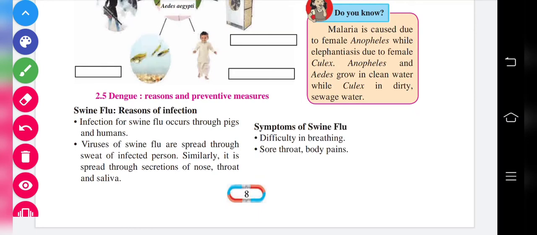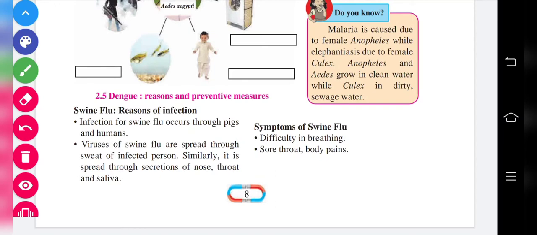Swine flu is caused by the H1N1 virus. A person who comes in contact with pigs contracts this disease. So the first swine flu case occurred in 2009 in Mexico. The infection of swine flu occurs through pigs and humans, so the main infection comes from pigs. That is why it is harmful for us to be in contact with or near pigs.